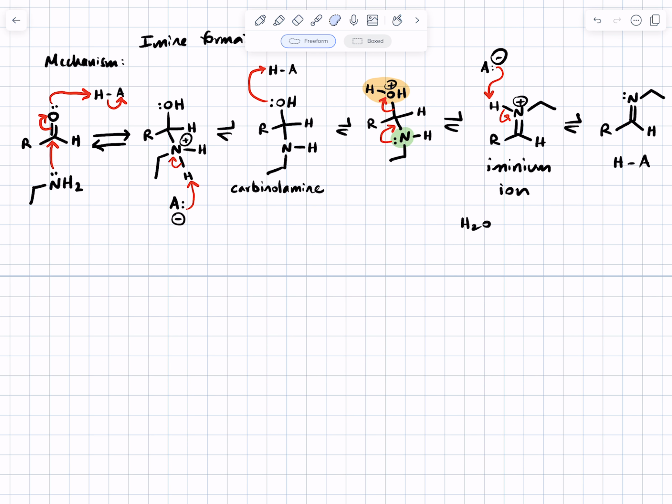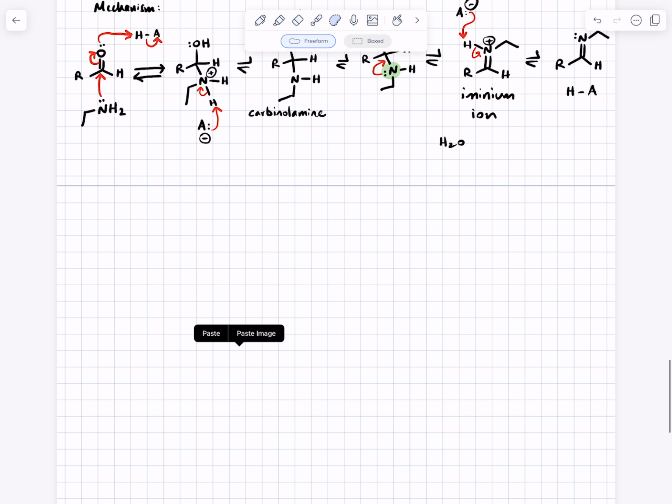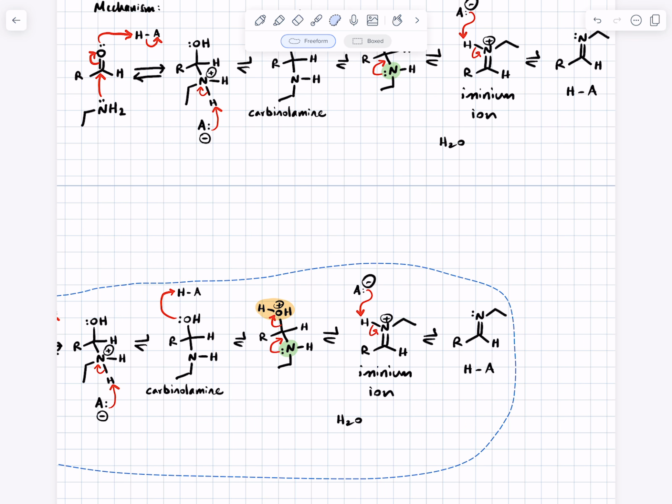Yeah? I think so, yes. So what's the backward step to go from right before the water leaves to get back to the carbonyl? The backward step to get to the carbinolamine? Yes. Maybe we should talk through all of them quickly. Let me show you how to do that. While I'm setting that up, I saw another hand over here.